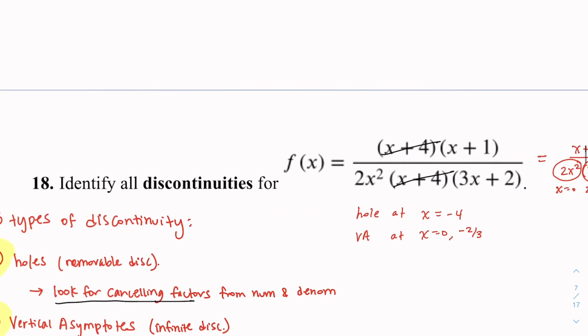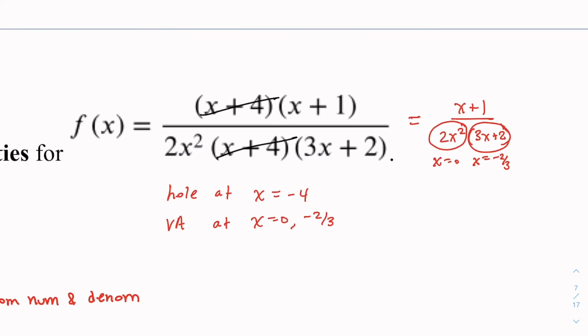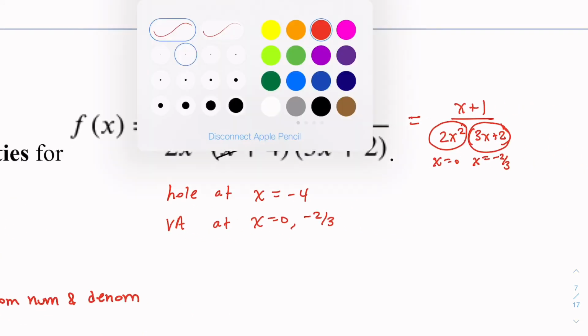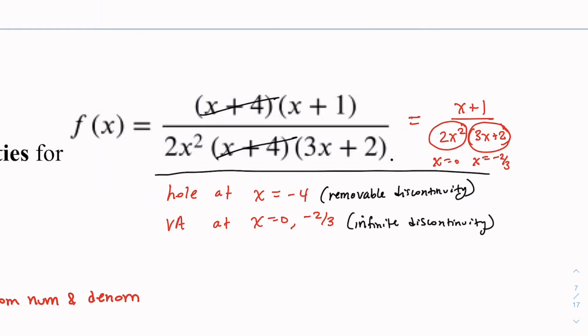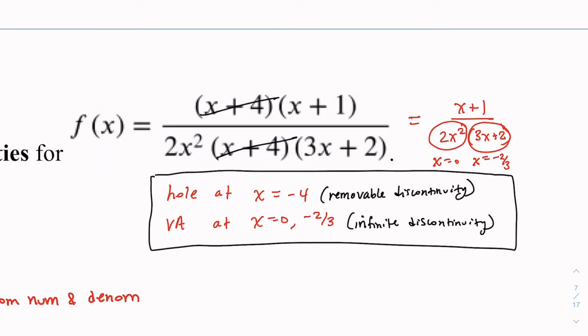Now let's look back at the question. It said, identify all the discontinuities. So we've done it. We've identified our discontinuities. Now we might want to use some elevated academic vocabulary here. So we'll call this a removable discontinuity, which is just a fancy way of saying we have a hole. And then for our vertical asymptote, we call that an infinite discontinuity. This is important in case you see these words. You should know what they're referring to. We're done.